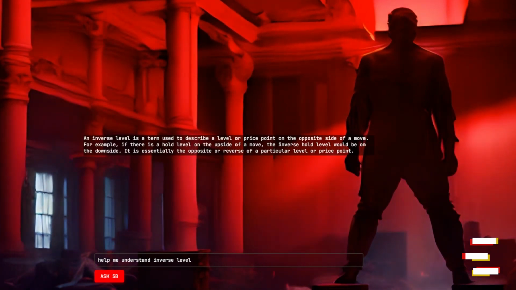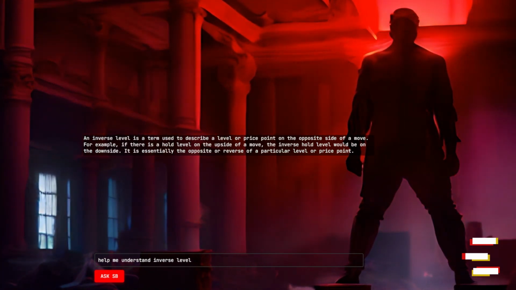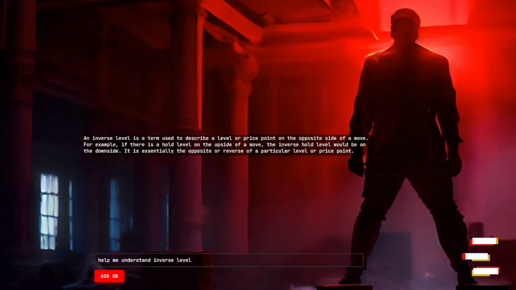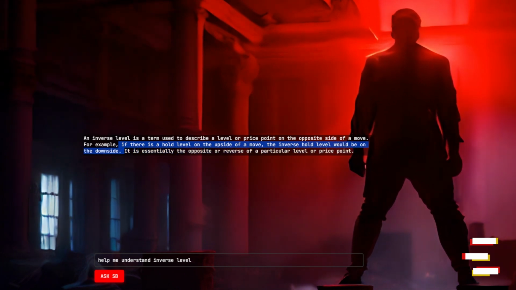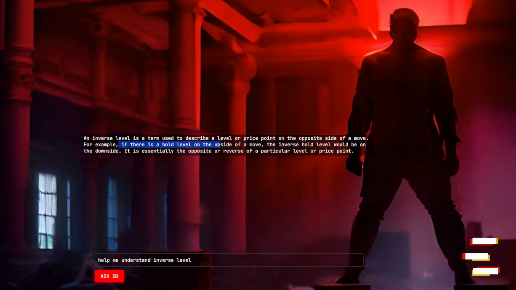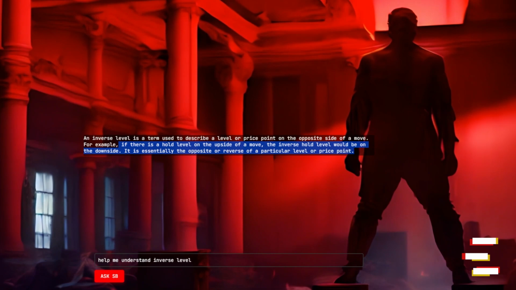So I hope you enjoyed it. Let's read this last question. An inverse level is a term used to describe a level or a price point on the opposite side of a move. For example, if there's a hold level on the upside of a move, the inverse hold level would be on the downside. It is essentially the opposite or reverse of a particular level or price point.